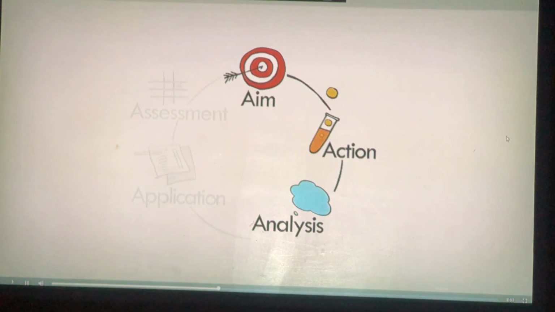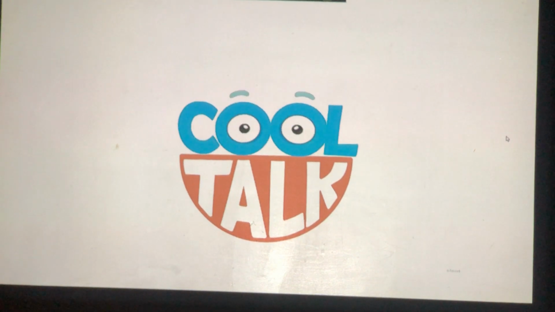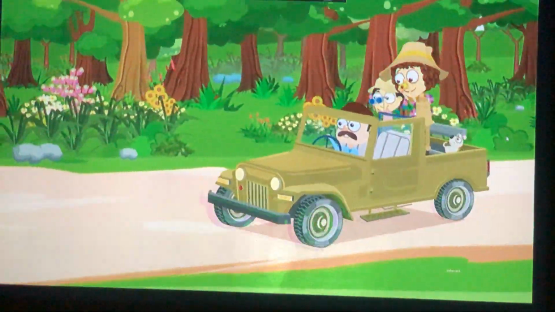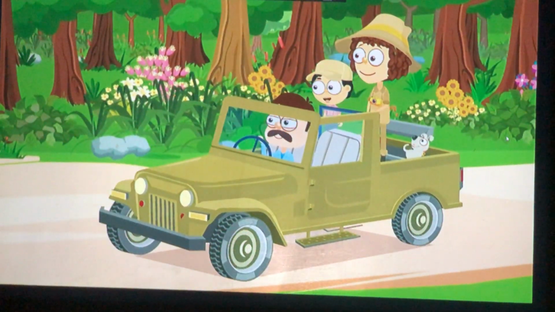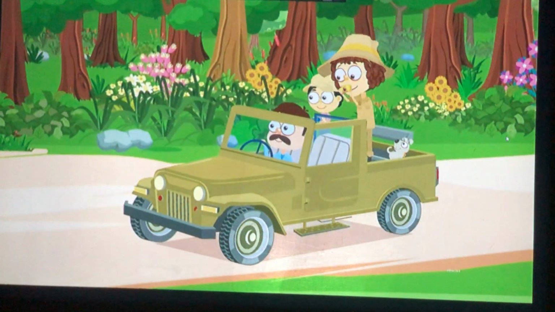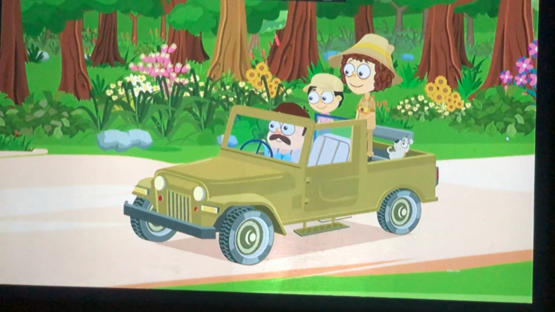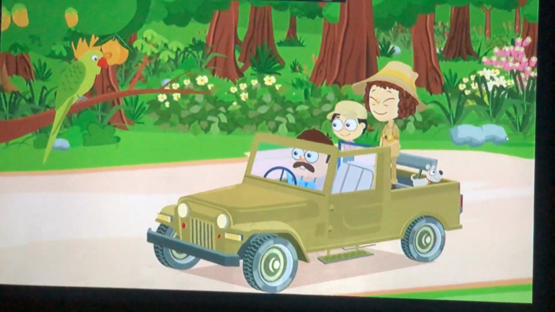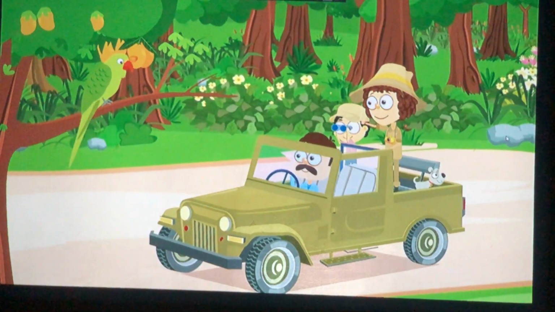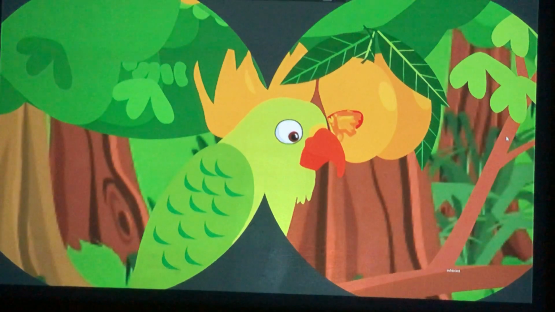Time for analysis. Let's watch a Cool Talk video. Look, beautiful birds, all with different beaks. Their different beaks help them capture and eat different kinds of food. How? Look at this parrot. Its curved beak can crack hard nuts and fruits.